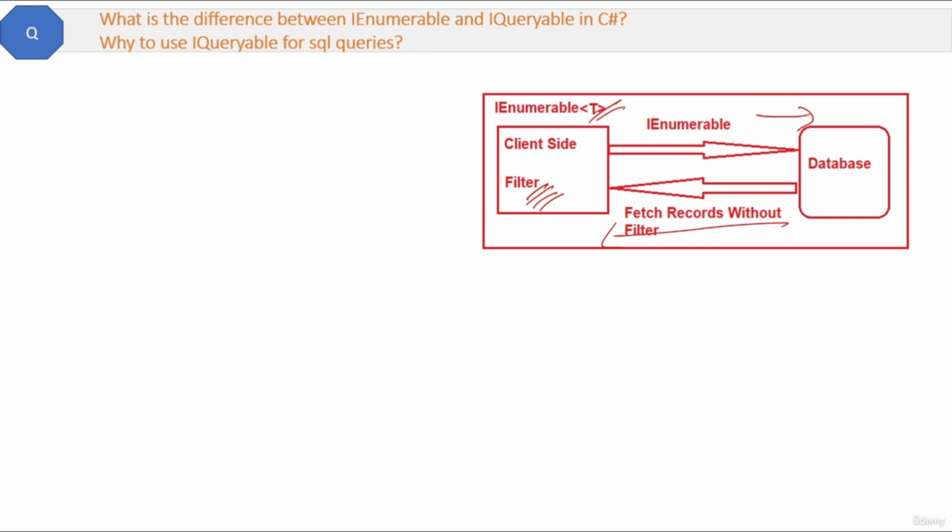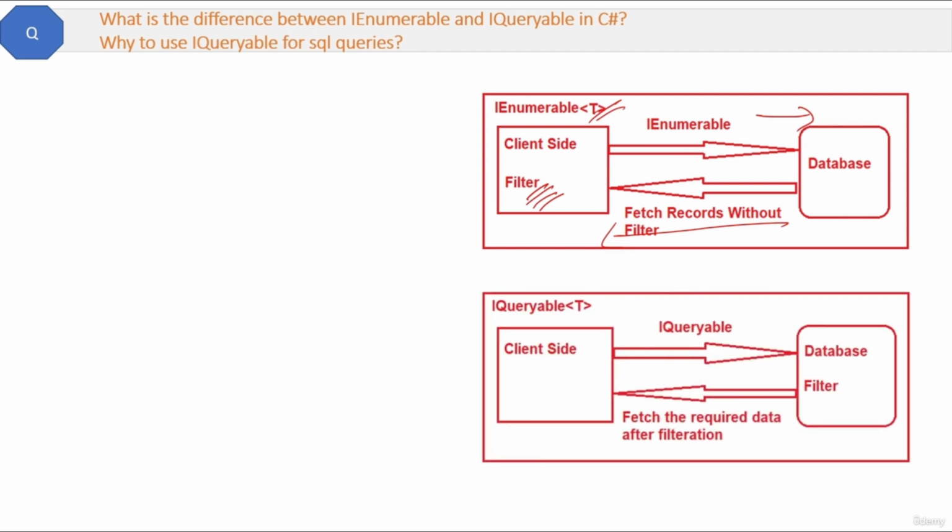On the other hand, if you use IQueryable, then the request will go to the database, filter the data then and there only, and then send back the filtered data, not the whole data, which is good for performance because the filtered data is lesser. So that is the reason IQueryable is better than IEnumerable for SQL queries and database operations.